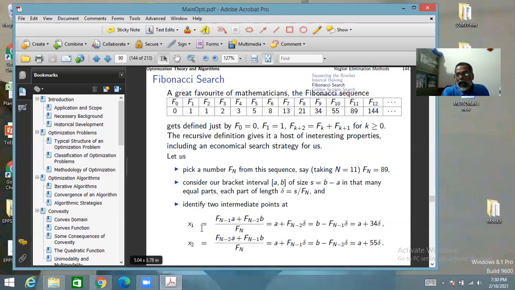So x1 will be 34 units right of the lower limit, and therefore 55 units left of the upper limit. Okay, because 34 plus 55 is 89. That is the number of units that we have. Similarly, x2 is 55 units right of the lower limit, and therefore 34 units left of the upper limit. And these two, 55 and 34, happen to be the next two Fibonacci numbers downward. So this 89 is split into 55 and 34. Now, these are the two points inside the interval where we evaluate the function and compare between them, in the iteration.